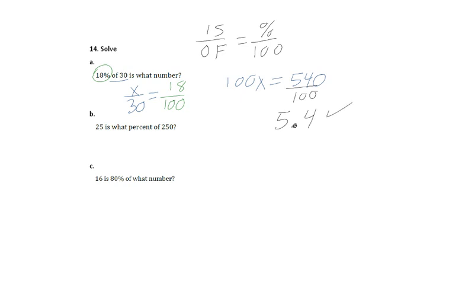Part B, 25 is what percent of 250? They didn't mention percent, so that means x will go over 100. 25 is with is, so 25 is on top. 250 is with of, so that goes on the bottom. Cross multiply. So you get 250x equals 2500. Then divide by 250. So you should get 10%.